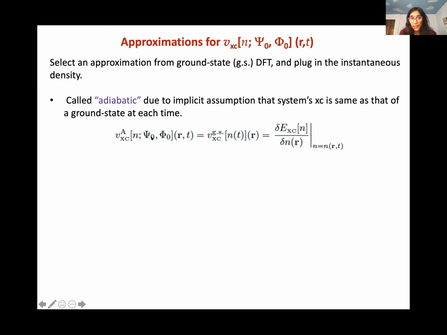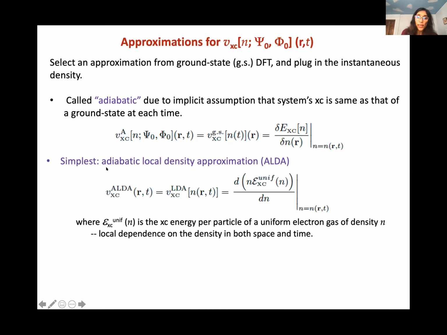So this is how we might schematically represent that. It's just the functional derivative of the exchange correlation energy with respect to the density, evaluated at the instantaneous density as we evolve. And of course there's the adiabatic LDA, the simplest approximation, if you like, where you just use the uniform electron gas to generate the exchange correlation potential, and you take its functional derivative. And this is not only completely local in time, right, but also completely local in space.